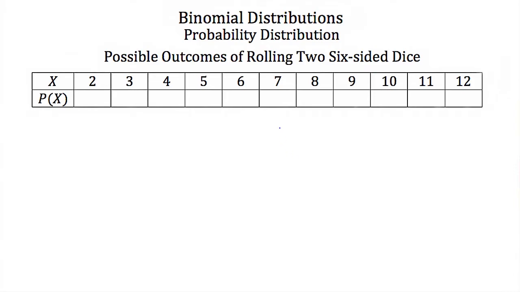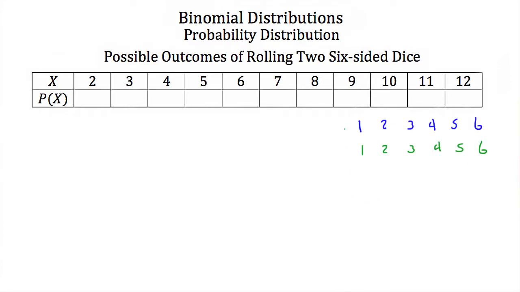So now let's try building our own probability distribution. Let's look at all the possible outcomes of rolling two six-sided dice. Well, if I roll one six-sided die, I have the possibility of rolling a 1, a 2, a 3, a 4, a 5, or a 6. If I roll a second die next to it, I also have the possibility of getting a 1, a 2, a 3, a 4, a 5, or a 6 with that second die.